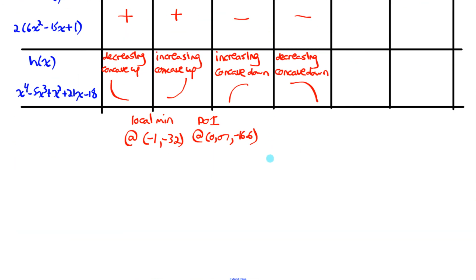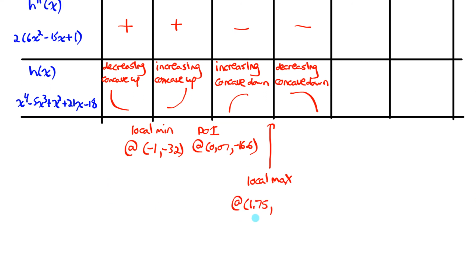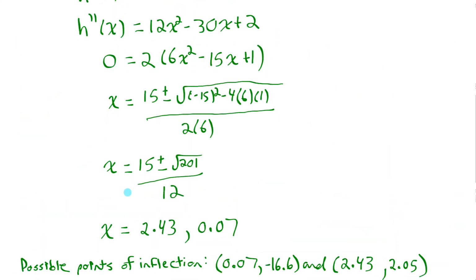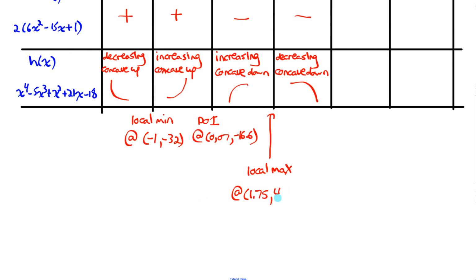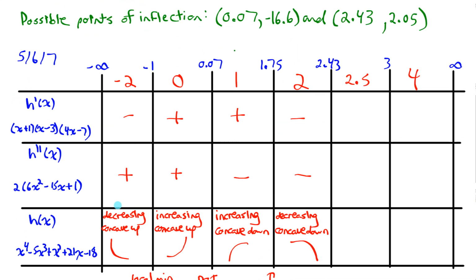I kind of ran out of room, so I'm just going to draw an arrow showing that at this x value, there is a local max at 1.75. And where's the original function when x is 1.75? We've already evaluated that up here. It was at 4.4. So local max at 1.75, 4.4. We have two more intervals to do.